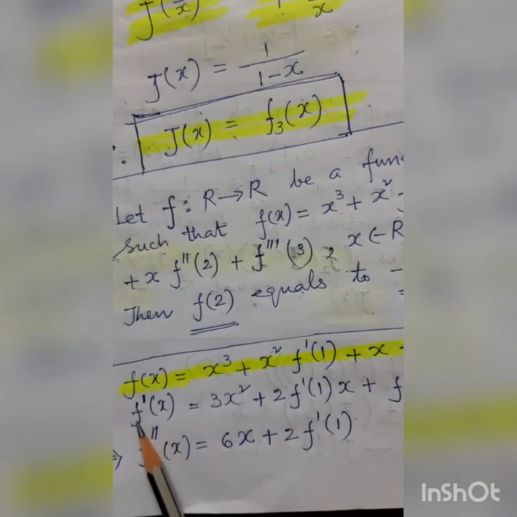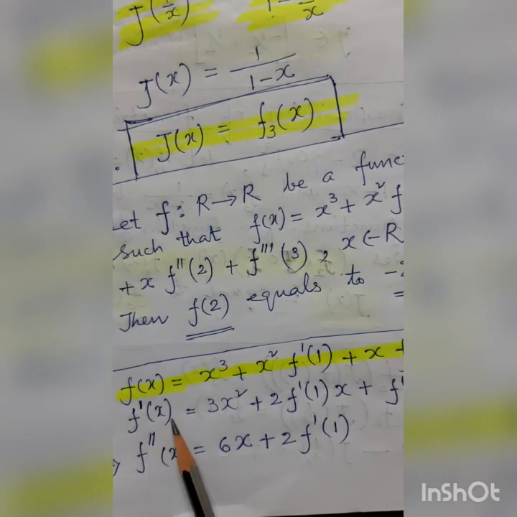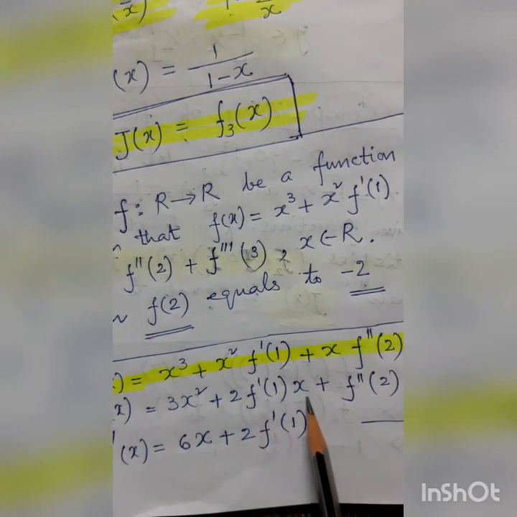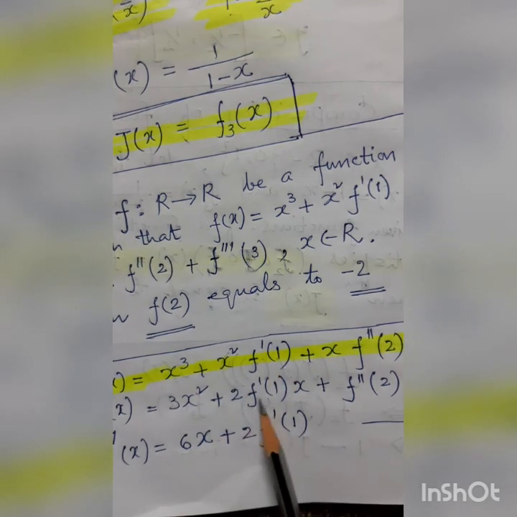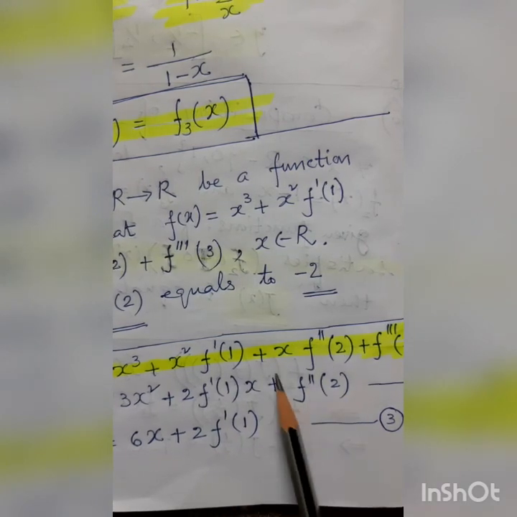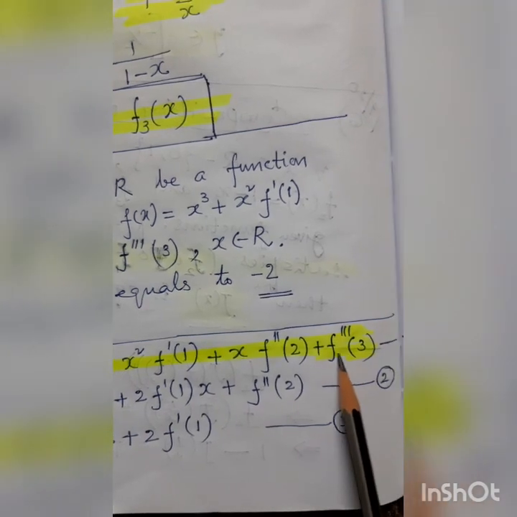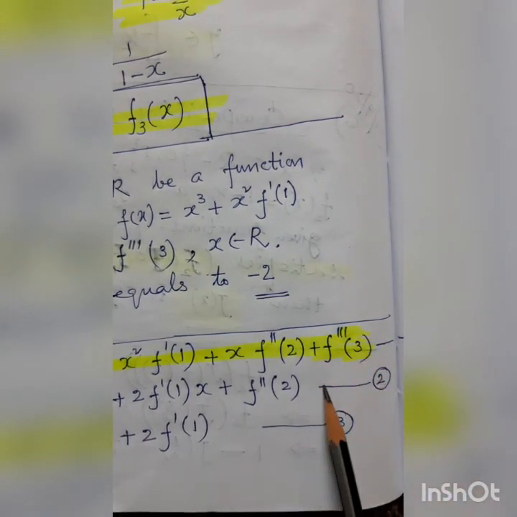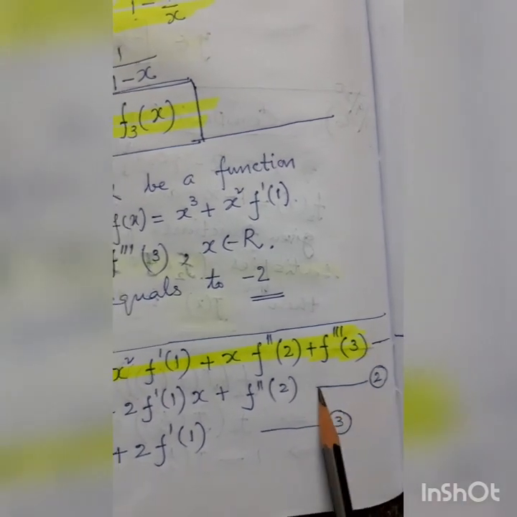We know in calculus, f dash of x equals 3x square plus 2x f dash 1 for the x square f dash 1 term, plus f double dash 2 into, for x the derivative is 1, so f double dash 2. The derivative of f triple dash 3, a constant, is 0. This is equation number 2.